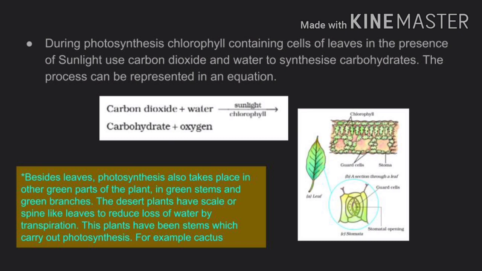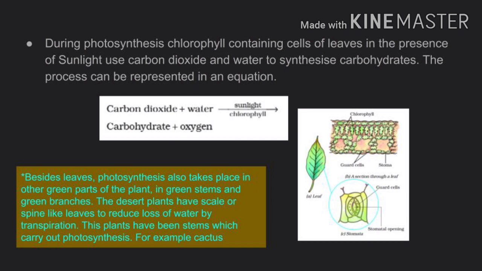So these cells of the leaves, in the presence of sunlight, use carbon dioxide and water. They got carbon dioxide from where again? If you remember, from the stomata, which were protected by the guard cells, and water and minerals from the roots. So they use this carbon dioxide and water to synthesize carbohydrates. Now, if you remember, in the beginning of the chapter we talked about carbohydrates, which are an important component of food. Carbohydrates are essential for energy to sustain growth.